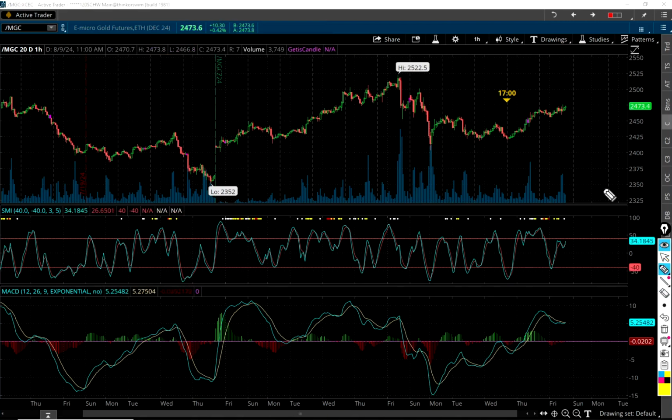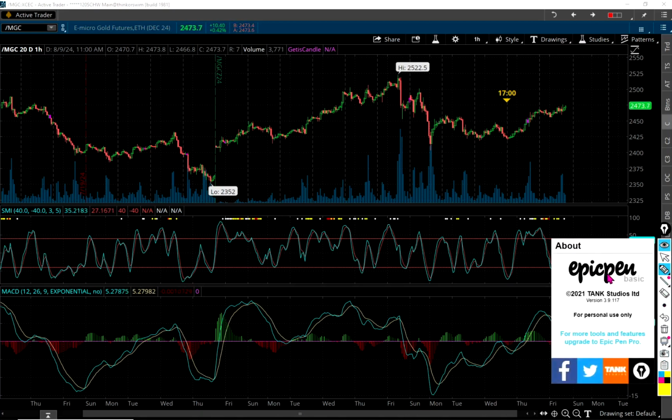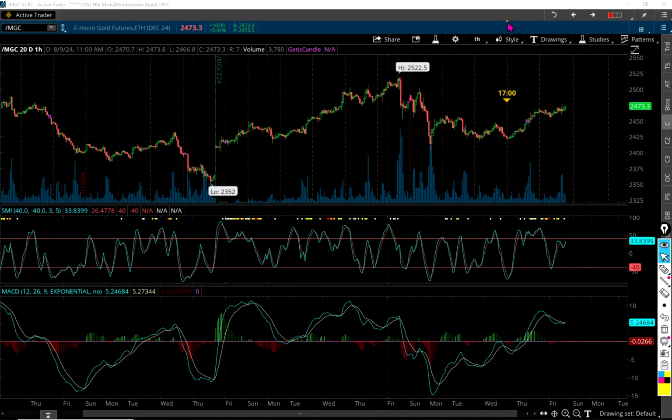So we're going to identify, what is this tool I'm looking at right here, for those that want to know? This is called Epic Pen. This is the free version. There's also a paid version. You can get the free version if you want. I'm using the free version. And what I'm going to do with Epic Pen, I have it set at yellow because the background is black here, so yellow stands out.